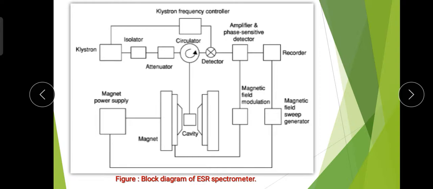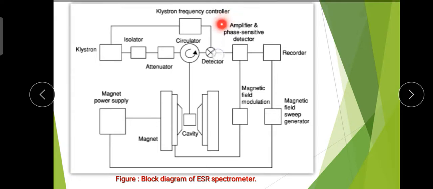and this cavity is placed in between the strong magnetic field with the help of these two magnets. And after that, to control the magnetic field, we can vary the magnetic field in the ESR. But how? For that we have to vary the supply of the magnet so that we can vary the current, and due to change in the current there is a change in the magnetic field, and we keep a particular frequency constant, and according to that we get the ESR spectra.